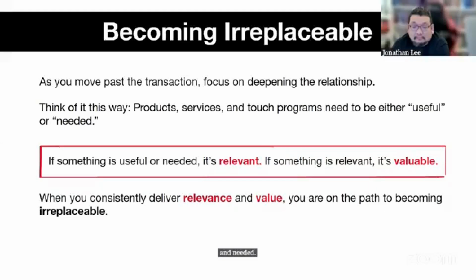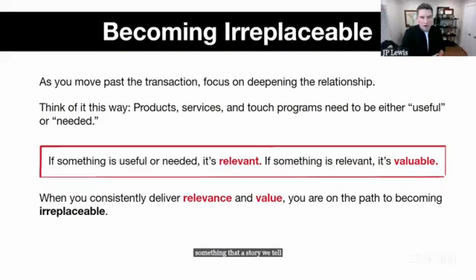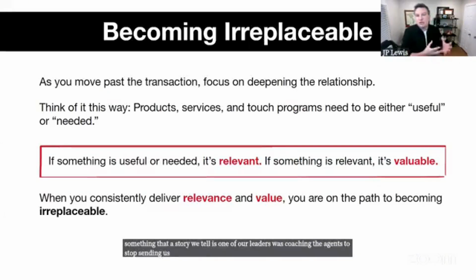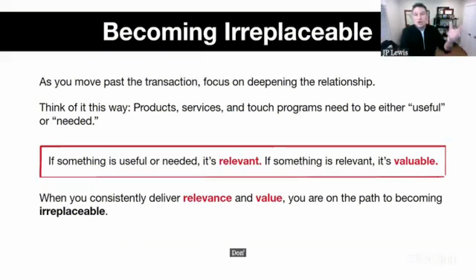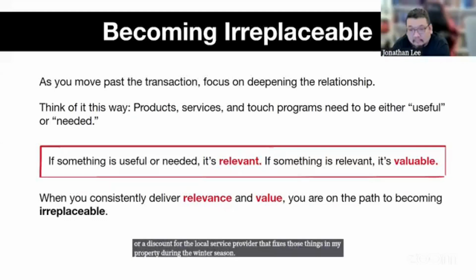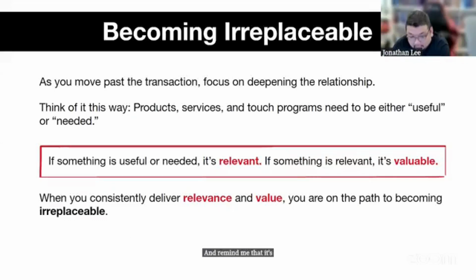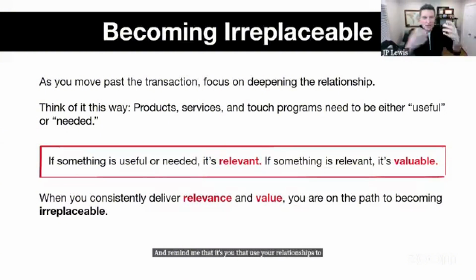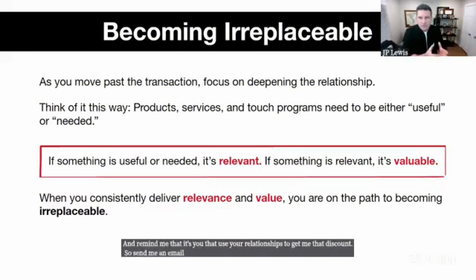A story we tell is that one of our leaders was coaching the agents to stop sending things that tell me what I need to do to fix up my house during this season. It's winter time, it's time to fix up your home. Don't do that. Send me a coupon or a discount for the local service provider that fixes those things in my property during the winter season, and remind me that it's you that used your relationships to get me that discount. So send me an email or a postcard with 15% off the price to do something in my home.